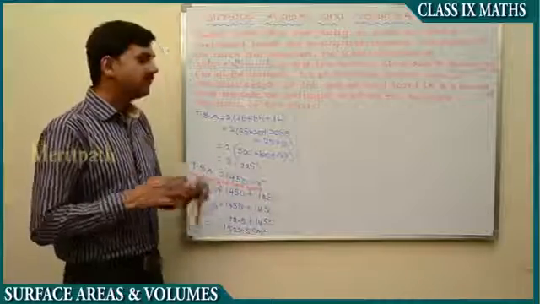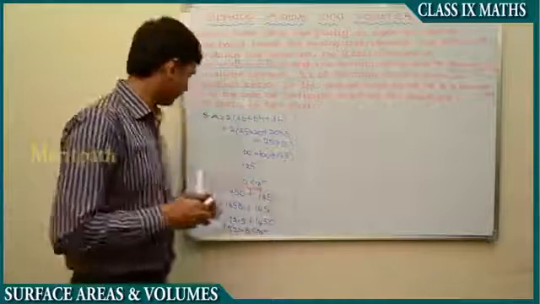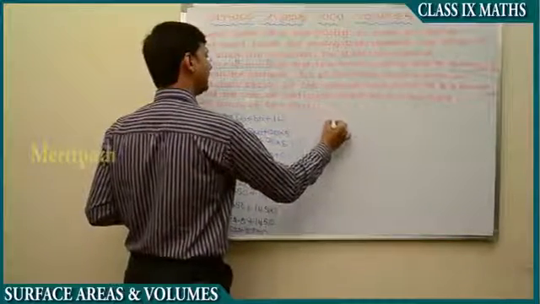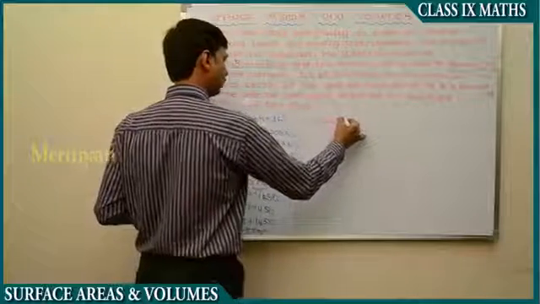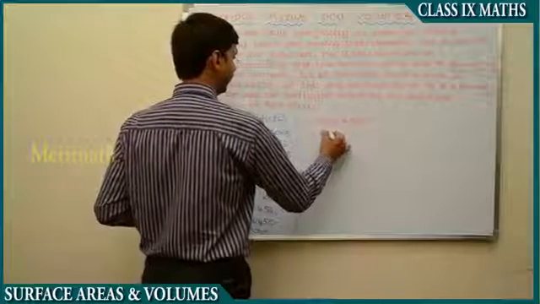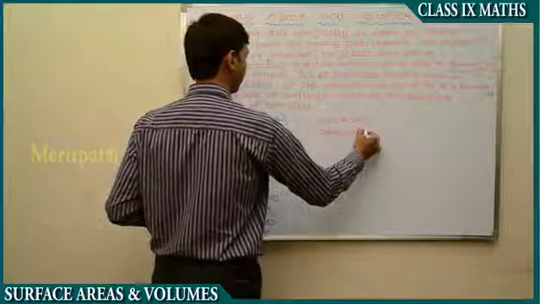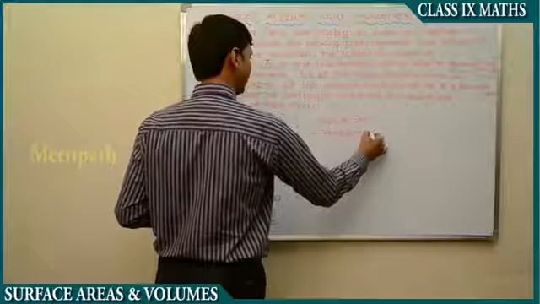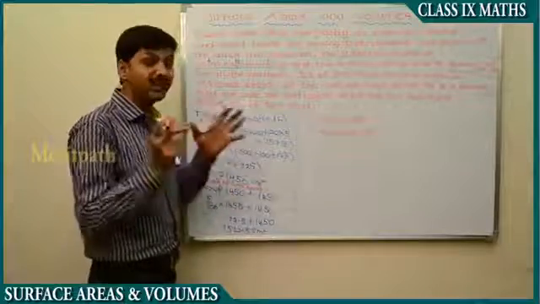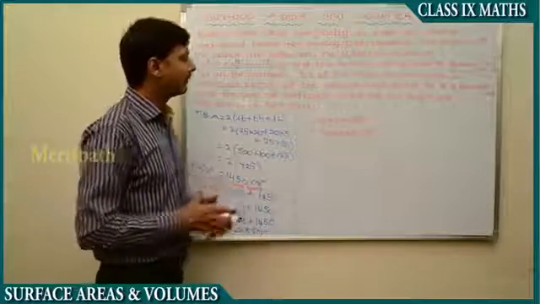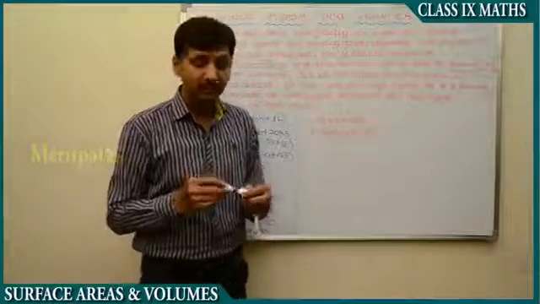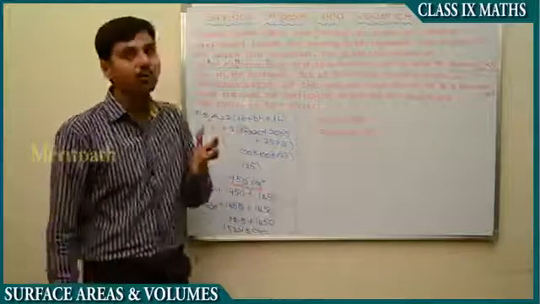But we need 250 boxes, so let's multiply with the 250 boxes. 1522.5 into 250 boxes, we get 380,625 centimeters square. So 380,625 centimeters square is required for 250 boxes.